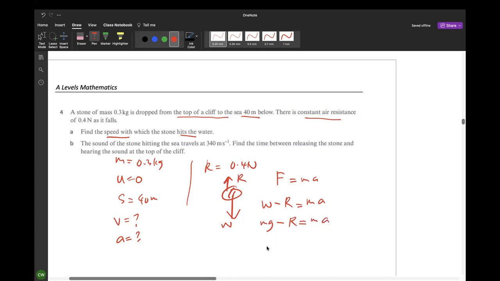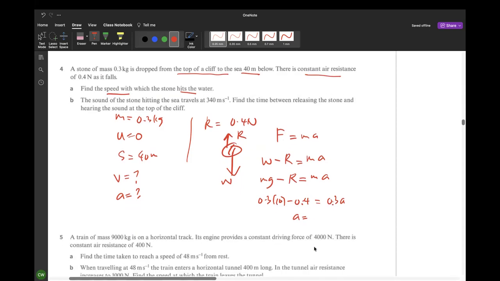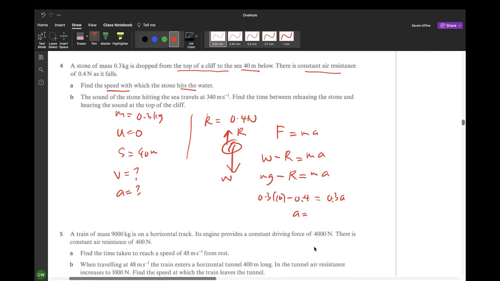M is 0.3. G is 10. Resistive force 0.4. M is 0.3 again. So what is the acceleration? 3 minus 0.4 divided by 0.3. 26 over 3. Is it correct?